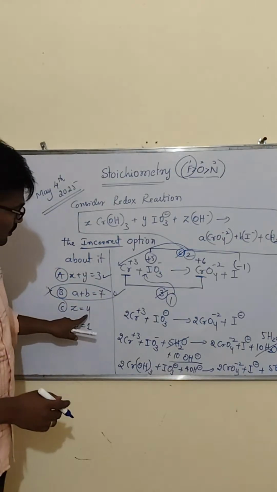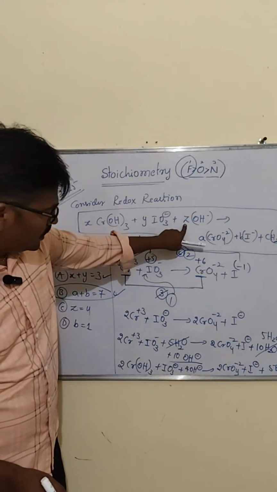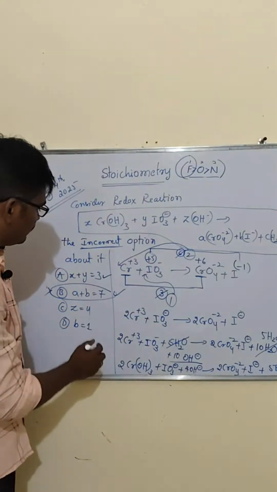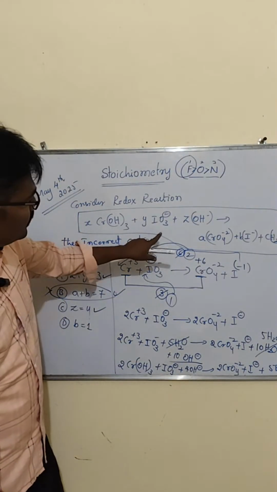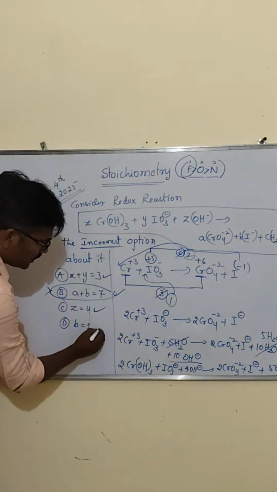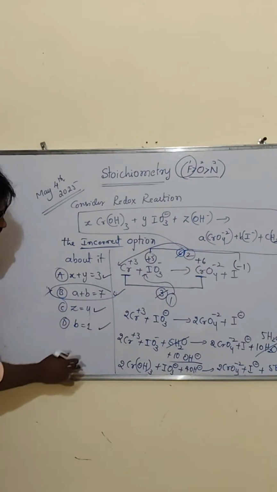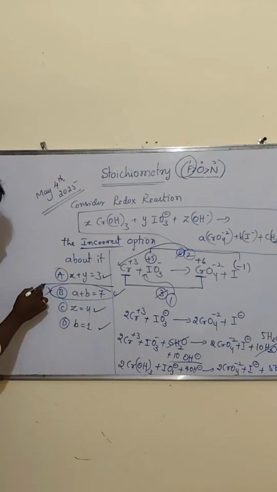Then we have to check whether z is correct or not. So z is this OH minus. How many are there? 4 are there. Yes, exactly 4, right? Then b, this is I minus, only 1, right? Yes, 1. So b is 1, correct; z equals 4, correct; then x plus y equals 3, correct. Then which is wrong? This is wrong. That is the correct answer.